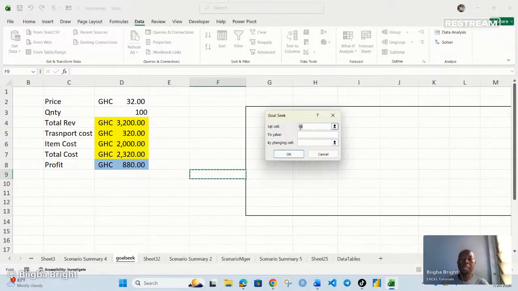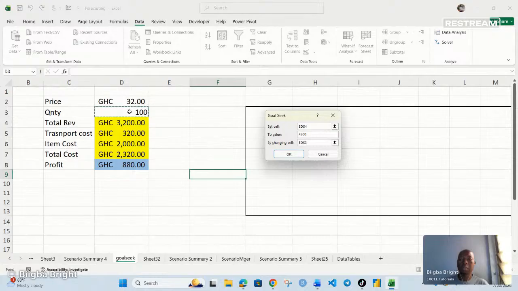So what should be my target cell? I'm going to come down there and click on my set cell to the revenue, and then changing it to what value? Currently it is 3,200. I'm changing it to 4,200. And then by changing what? I've already mentioned that the only cells you can change are either the price or the quantity.